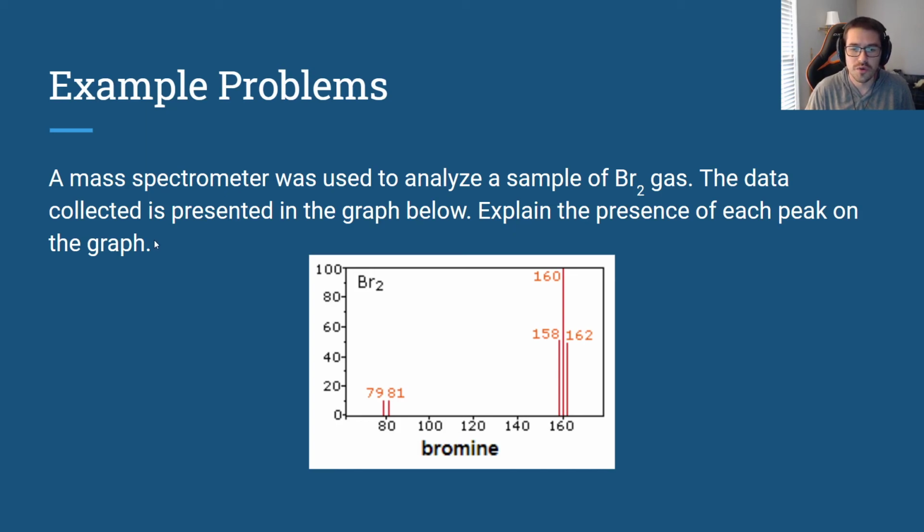Obviously you would need some additional resources if you only had this problem and this graph. Without that periodic table, or without ptable.com and all that information about the isotopes, you wouldn't really be able to answer this one very well. So I don't think there's a problem quite like this in your homework. I just wanted to show you this so you had a little bit of exposure to it.